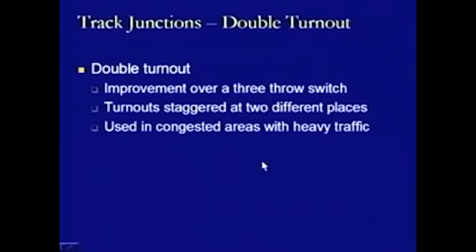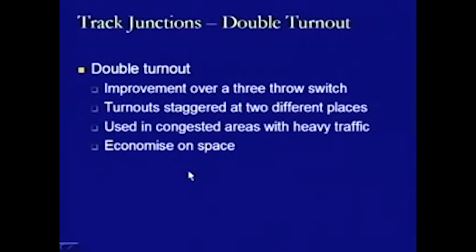It is used in congested areas with heavy traffic, where the possibility of any mishap occurring at a point where two sets of tongue rails are moving side by side is removed, and it economizes on space also. This is another feature which is being observed. We will look at the diagram of double turnout.